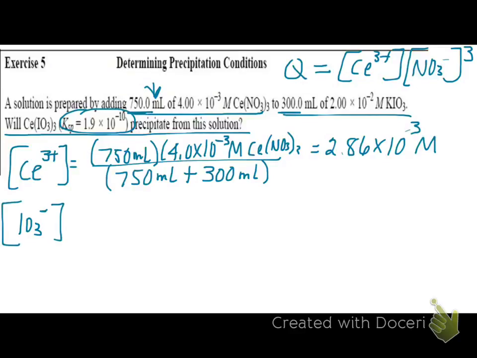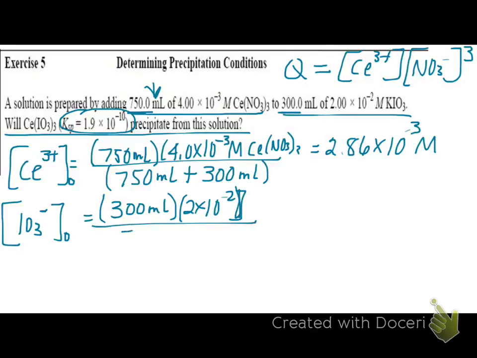And we're going to do 0 and 0, so this is our initial, because it's not our final concentration. So this time, I'm going to do 300 milliliters, because that's how much I have, times... I should have done this in another color so we could keep them separate. Sorry about that. And then we're going to divide by 750 milliliters plus the 300 milliliters.